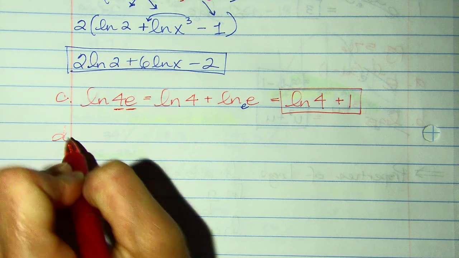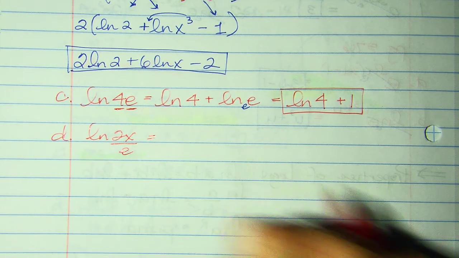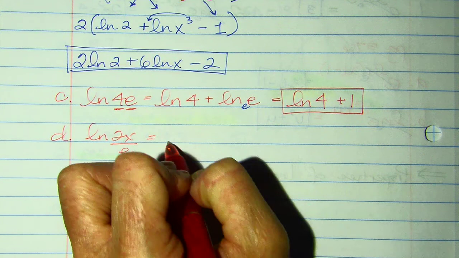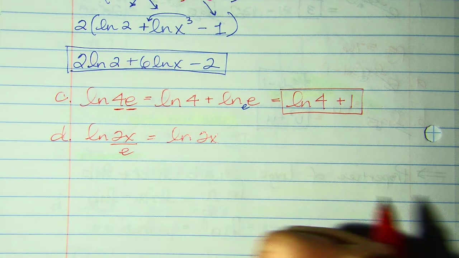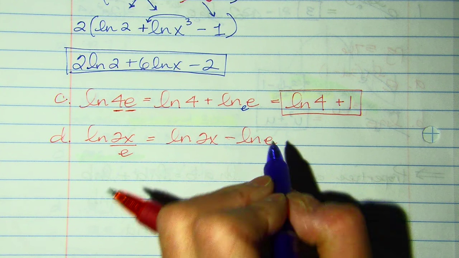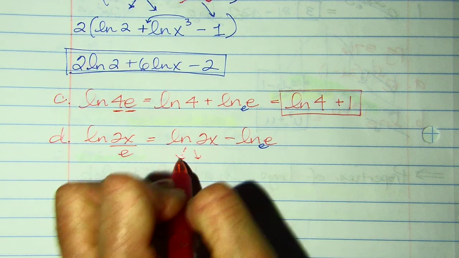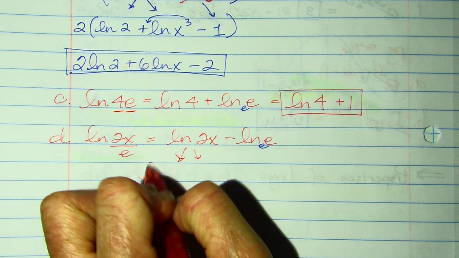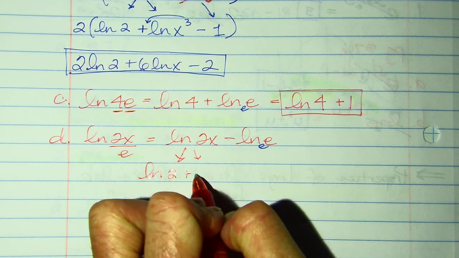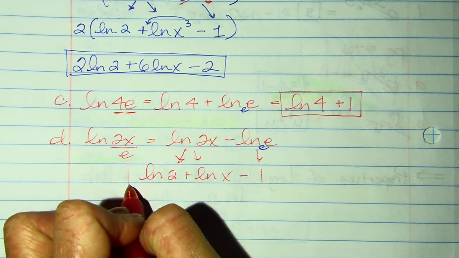Okay, d, the natural log of 2x divided by e. So I'm going to separate the top from the bottom using subtraction. And this has an invisible base of e. I'm going to break the first one up just like we did in part C. So the natural log of 2 plus the natural log of x. And then I'm going to bring down that last part, which is just 1.